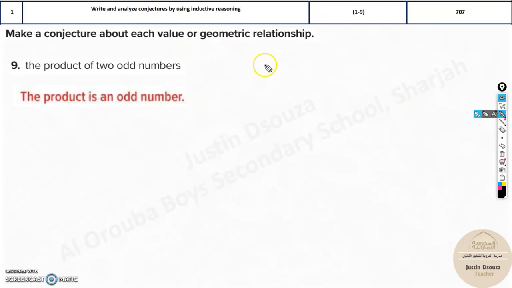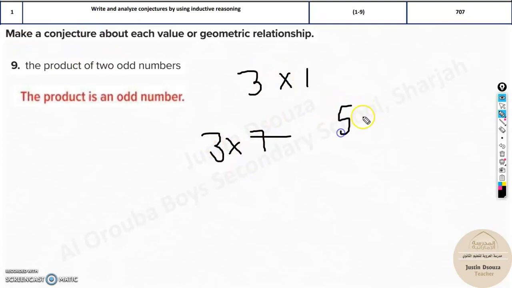Now, what you take is the product of 2 odd numbers. Let's take any 2 odd numbers, 3 into 1, or 3 into 7. You can take huge numbers as well, but you have to calculate it by yourself. So take reasonable values. It doesn't need to be consecutive, so it's fine. Okay, let me take 5 into 7, or say 7 into 7. You can take more examples.